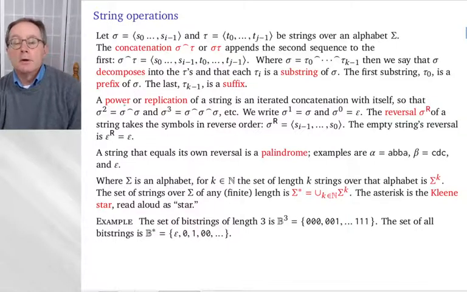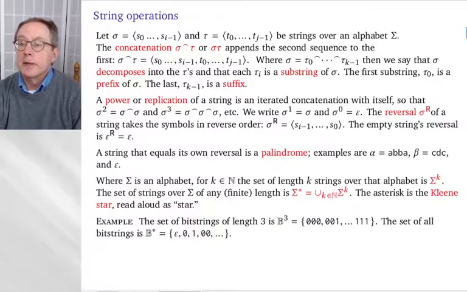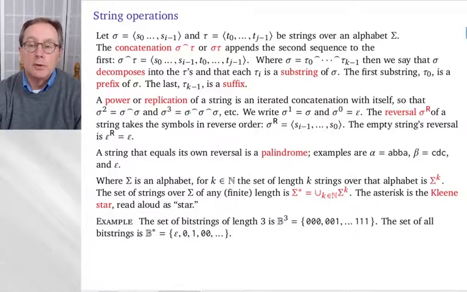Now, a power of a string is an iterated concatenation with itself. So if you say something like sigma concatenated with itself, you might call that sigma squared, or sigma concatenated with sigma concatenated with sigma, you might call that sigma cubed. I'll note that there's no parentheses here because it doesn't matter whether you do the first two first and then the third, or the second and third first and then tack the first on the beginning. It doesn't make any difference, so I haven't worried about that. In other words, string concatenation is associative, and I'm not going to worry about it.